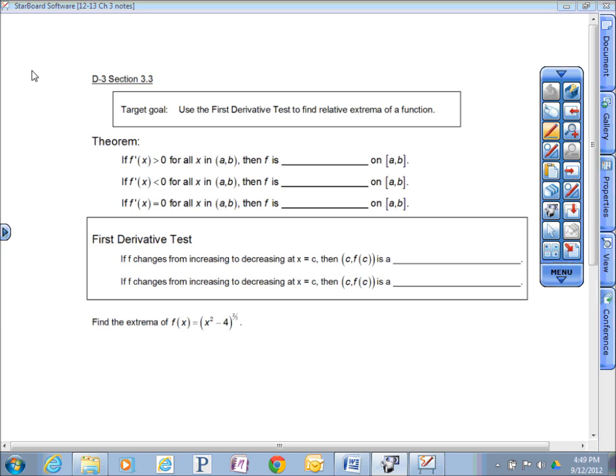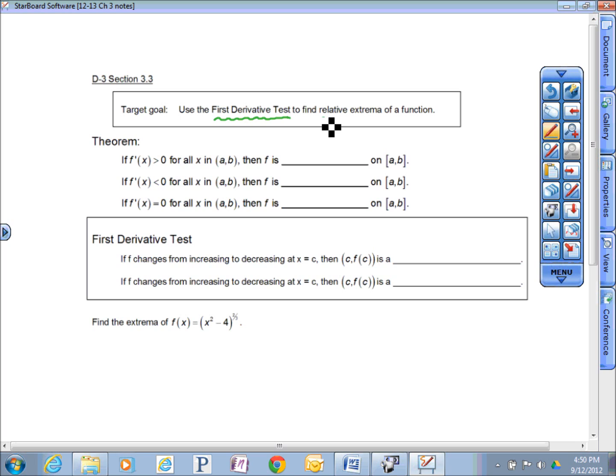So chapter 3, third day. Now what we're looking at here is this thing that we're going to call the first derivative test. And we'll apply this a lot of times as this year goes on. First derivative test, and what it does is it's a shortcut or a way, if we don't have enough information, to figure out where a function has relative extrema.